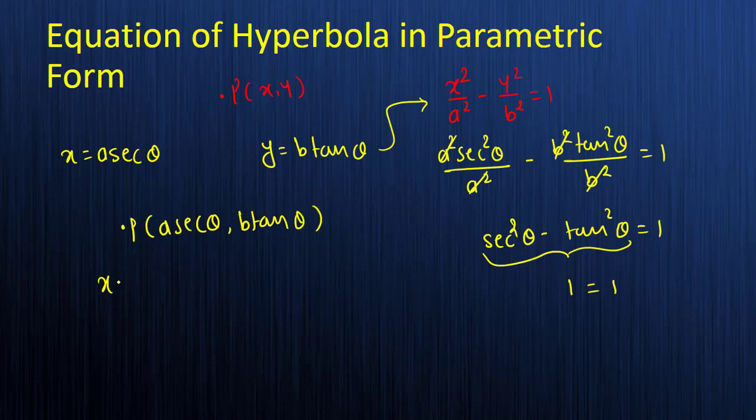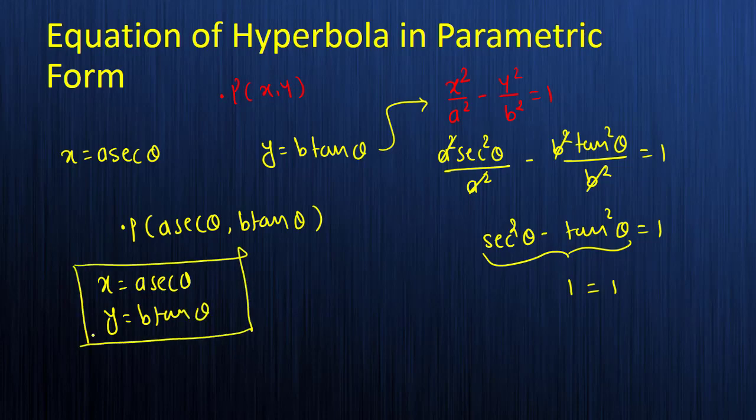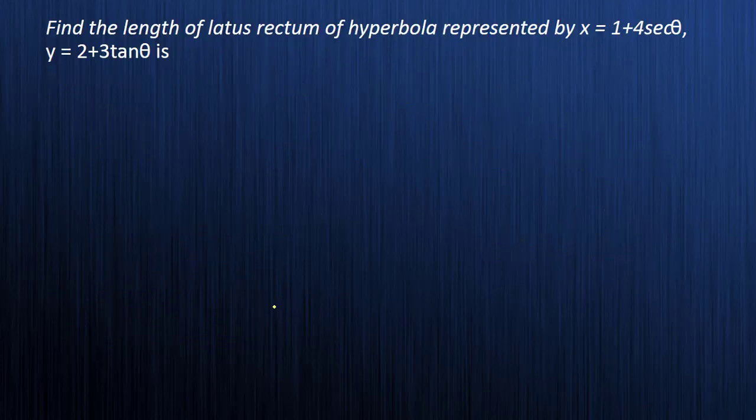That means x equals a sec theta and y equals b tan theta. This is the parametric equation of the given hyperbola. Please make a note of this. Very simple. It is the same as what we have seen for the ellipse, that is a cos theta and b sin theta, same thing. So based on that, let's see one question.